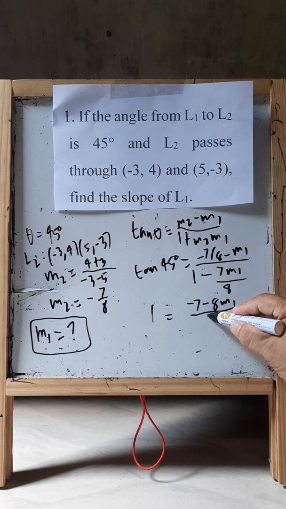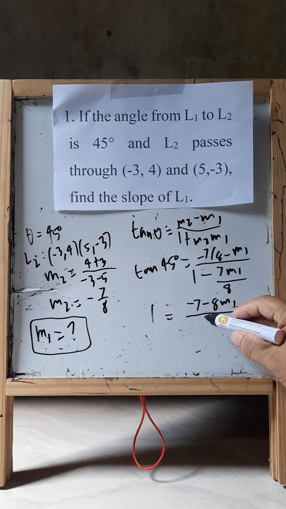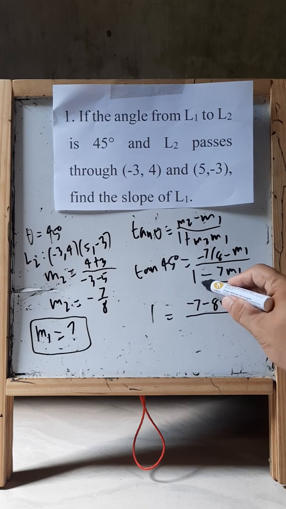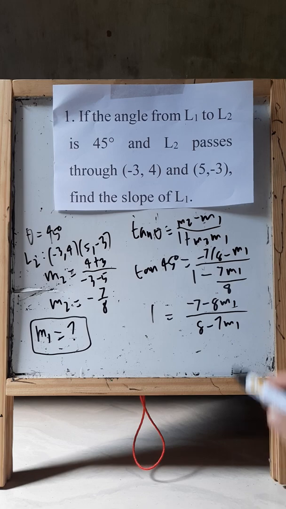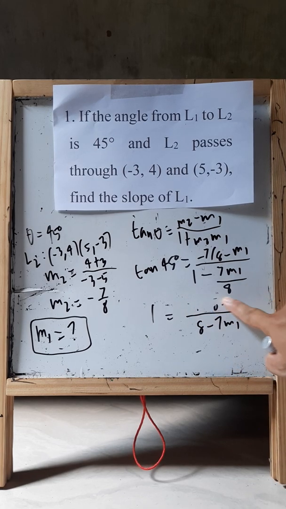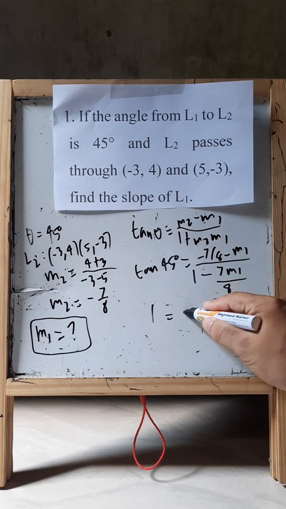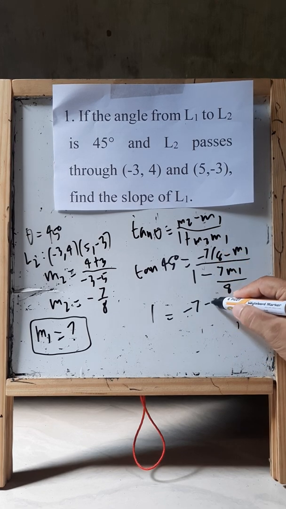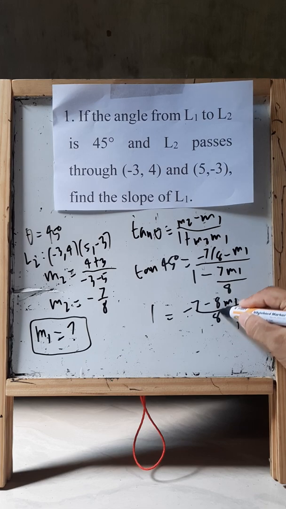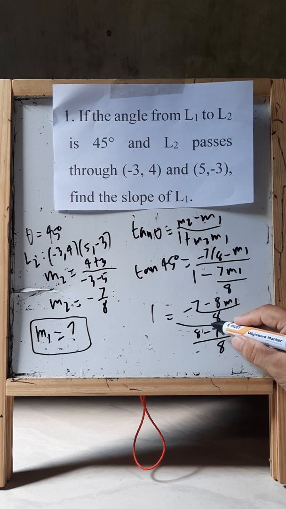over 8, hindi na magkasya. Over, dito naman sa denominator, 8 minus 7 m sub 1. Okay, so kinancel na natin yung 8. Pakita ko lang yung cancellation of 8. Negative 7 over 8 minus m sub 1 becomes negative 7 minus 8 m sub 1 over 8, all over 8 minus 7 m sub 1 over 8. So, cancel 8.